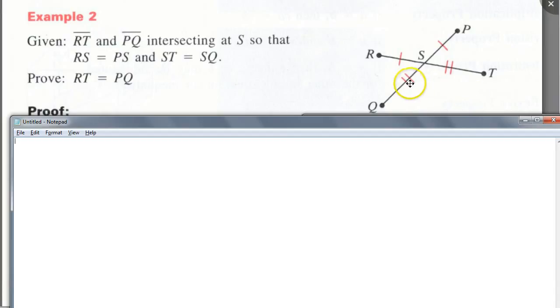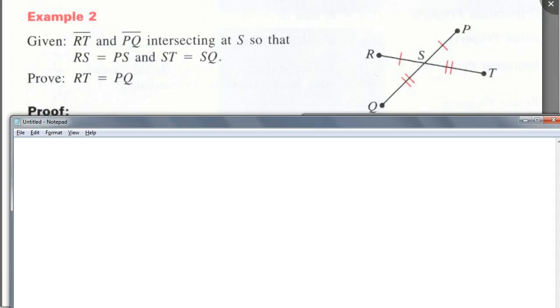By the way, is it important to note that these have two tick marks, whereas these have one? Yeah. What if you just put one tick mark on all of them? That means all four segments are congruent, right? Which is wrong. That's not necessarily what they're saying. It could be, but it doesn't have to be. So please be careful.